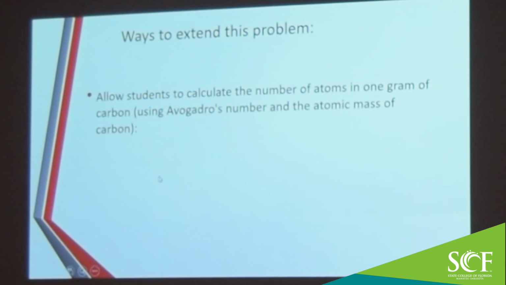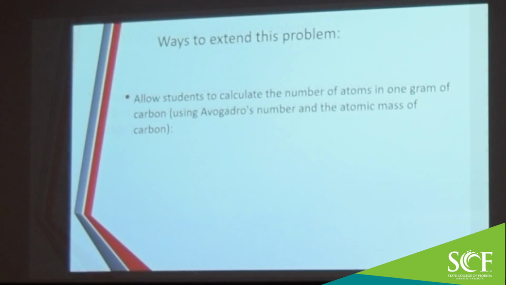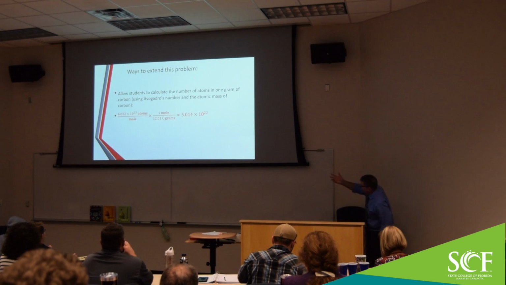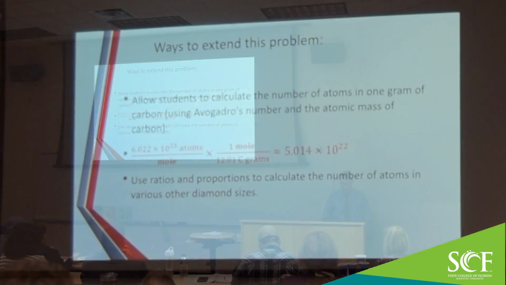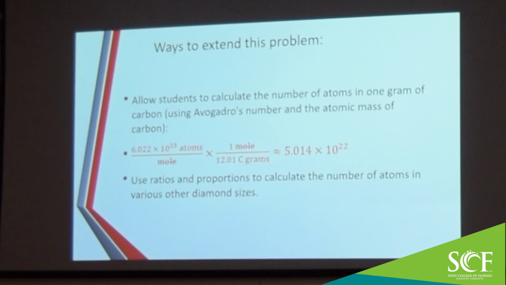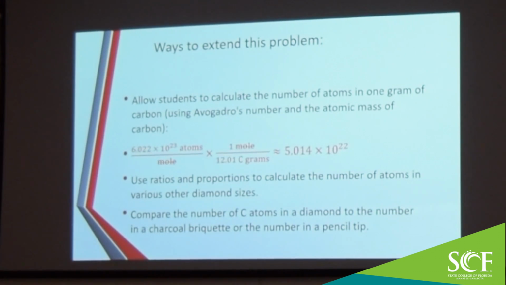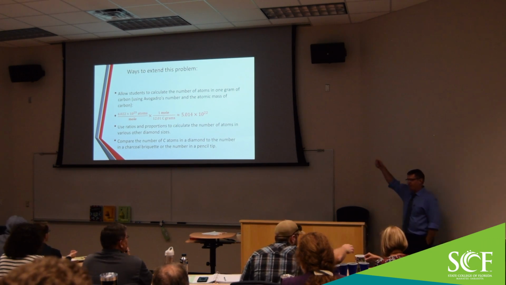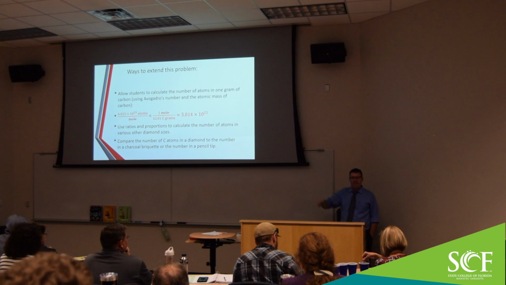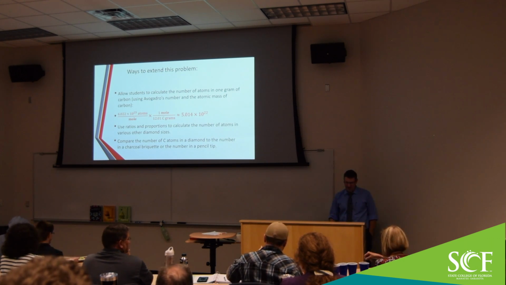Here's a really good one too. Any chemistry teachers here? I know some science teachers. Perfect. The number that I gave you before, the first number is Avogadro's number, and the second number on the bottom is the atomic mass of carbon. Again, I would definitely do this with a calculator, but it's not hard to get that number. Then you can use ratio and proportions. Suppose somebody has a bigger or smaller diamond, you can do simple ratio and proportions to get the number of atoms there. And this is always fascinating too: other forms of carbon, charcoal, and a pencil tip has what? It's not lead. Graphite. Those are all pure carbon forms as well, so you can extend that into there.